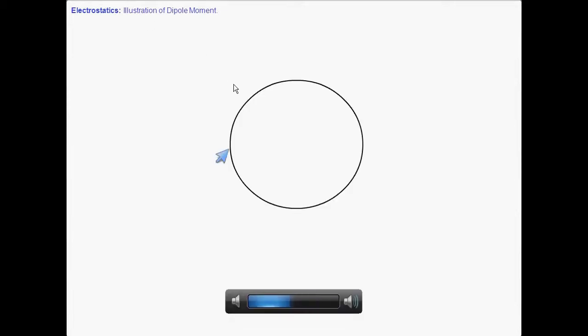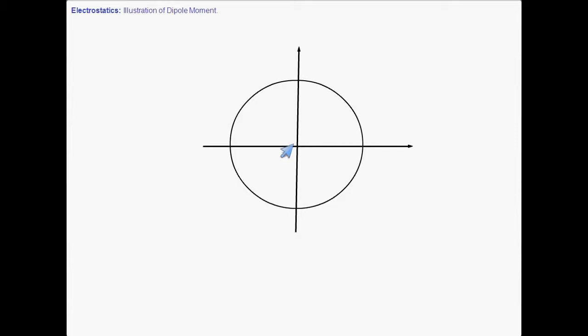Let's say this is a ring. This is our x-axis, this is our y-axis. Consider a small element of the ring which is making an angle d theta as shown.